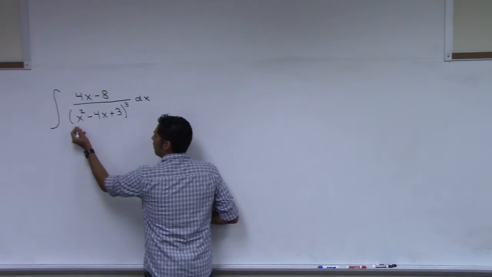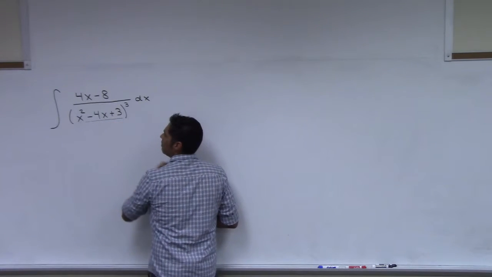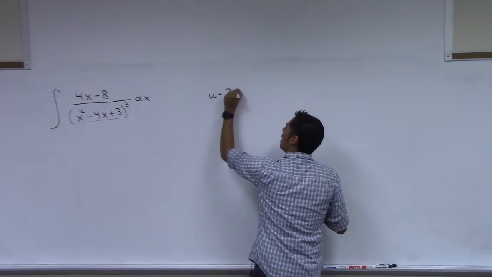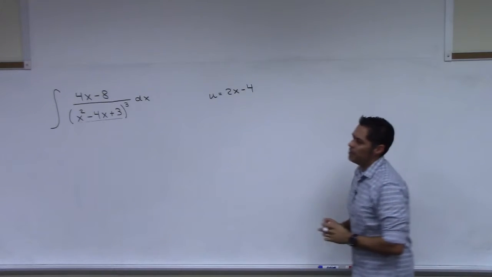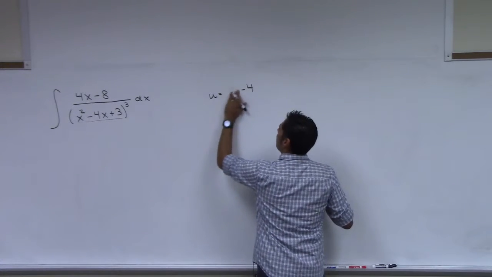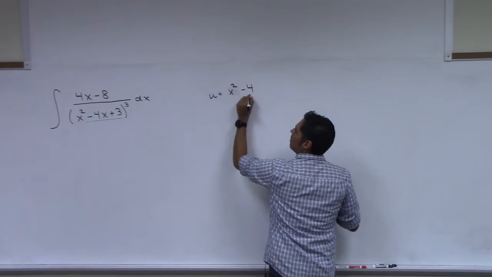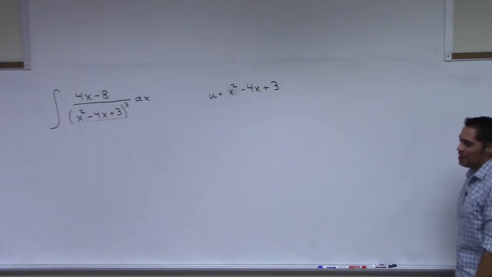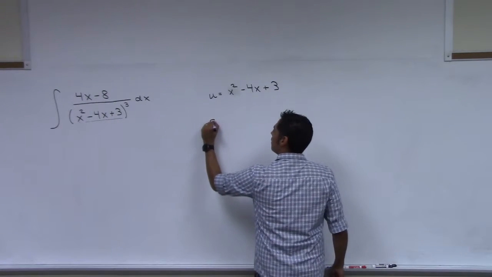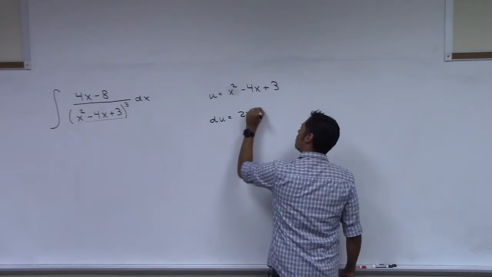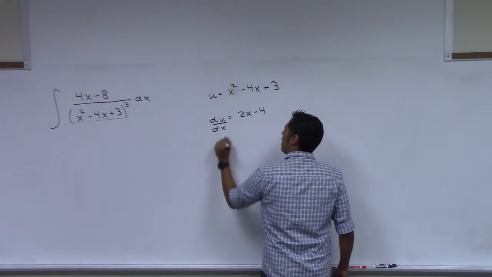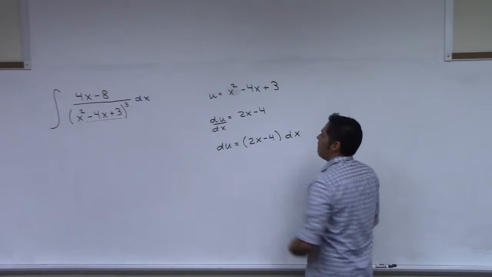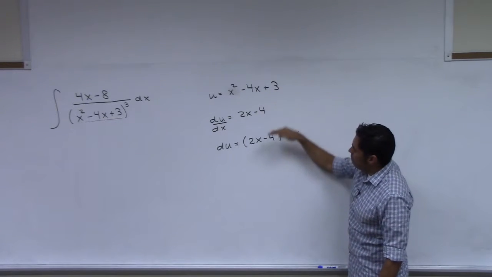So if we choose this to be u again, right? What's its derivative? Let me just write it down. u is equal to x squared minus 4x plus 3. I was already taking the derivative, sorry. That's what u is, right? Then what's its derivative? 2x minus 4, right? And if I bring the dx to the other side, I multiply, I get (2x minus 4) dx. So I took the derivative, then I brought the dx to the other side.